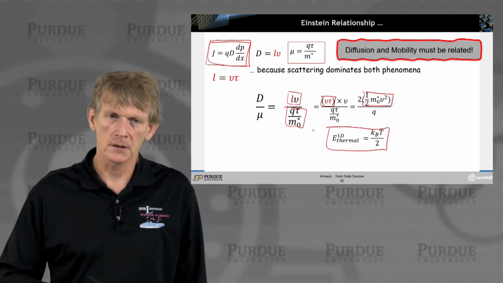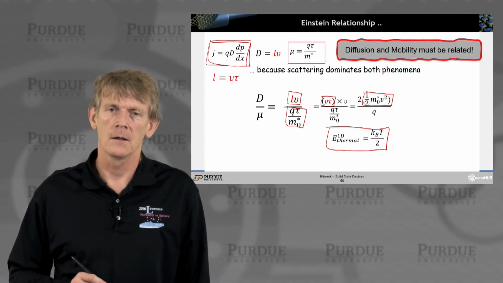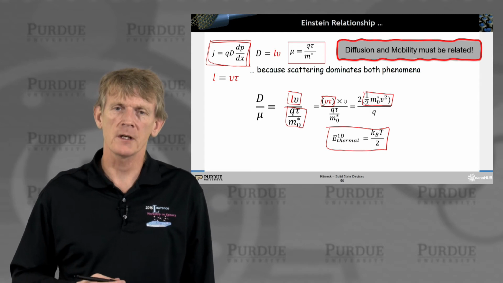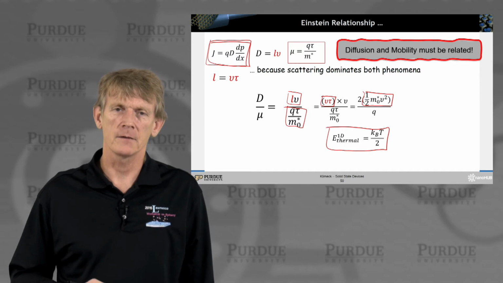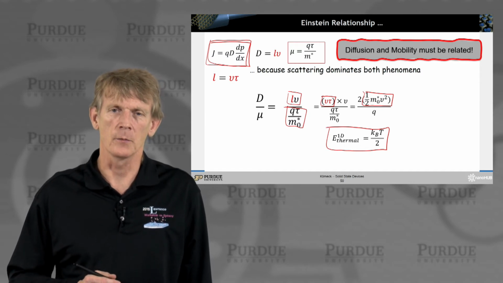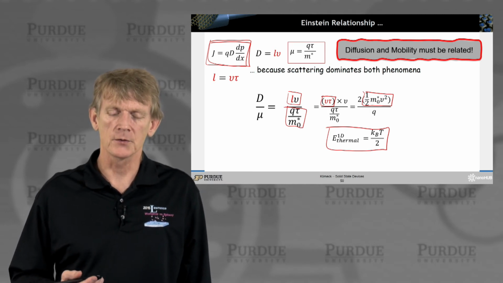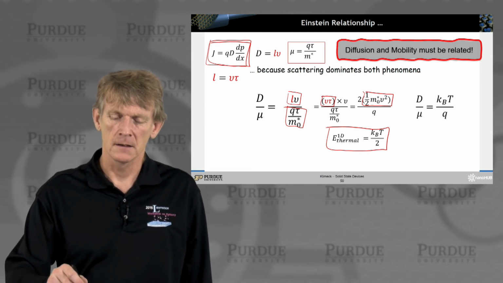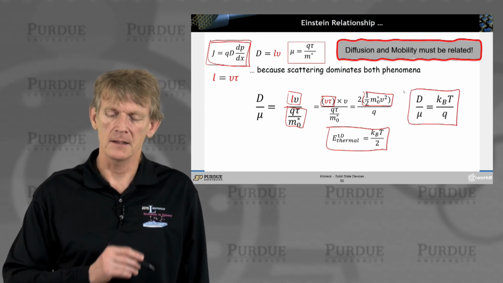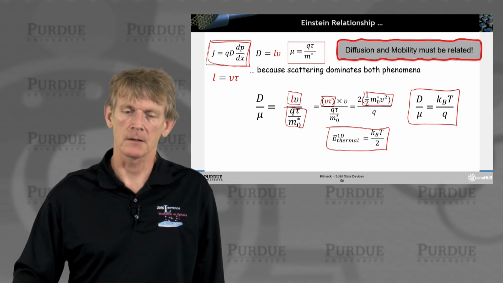Now, if you ever took a course on statistical mechanics, this would be very familiar to you. Basically, per degree of freedom in a system, a particle would have 1/2 kT of thermal energy. So here we consider a one-dimensional system, so we associate 1/2 kT with this kinetic energy, and then D over mu turns out to be kT over Q. It's an interesting expression that really relates the diffusion to the mobility.